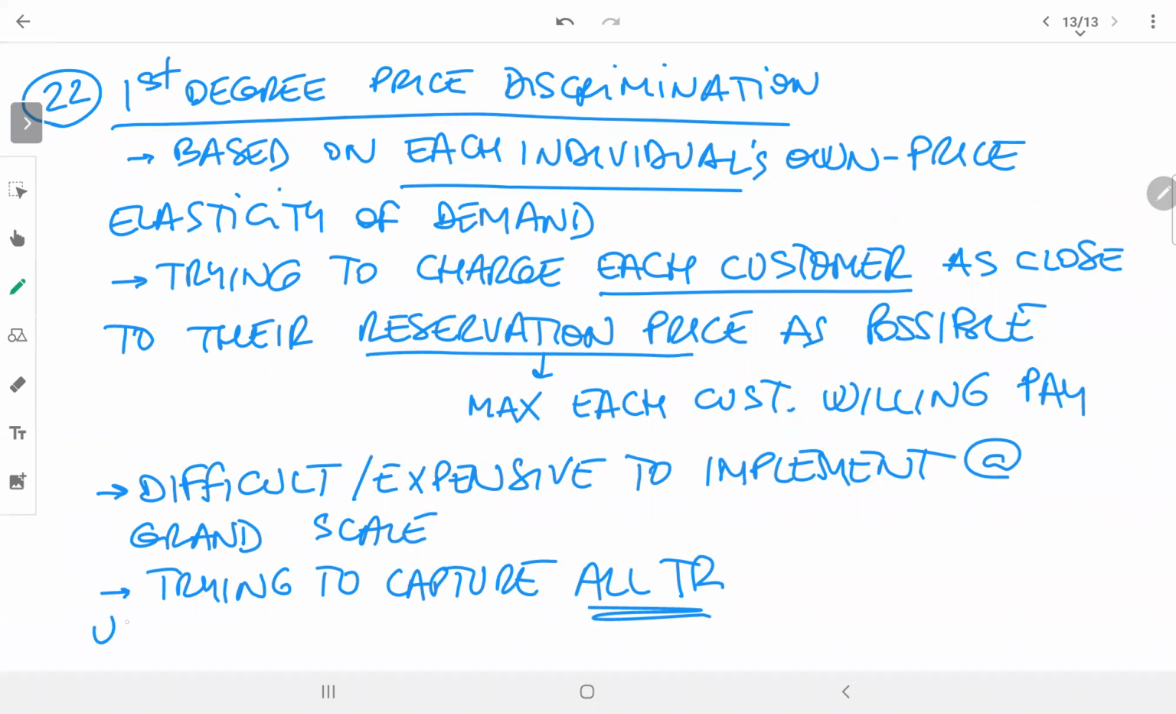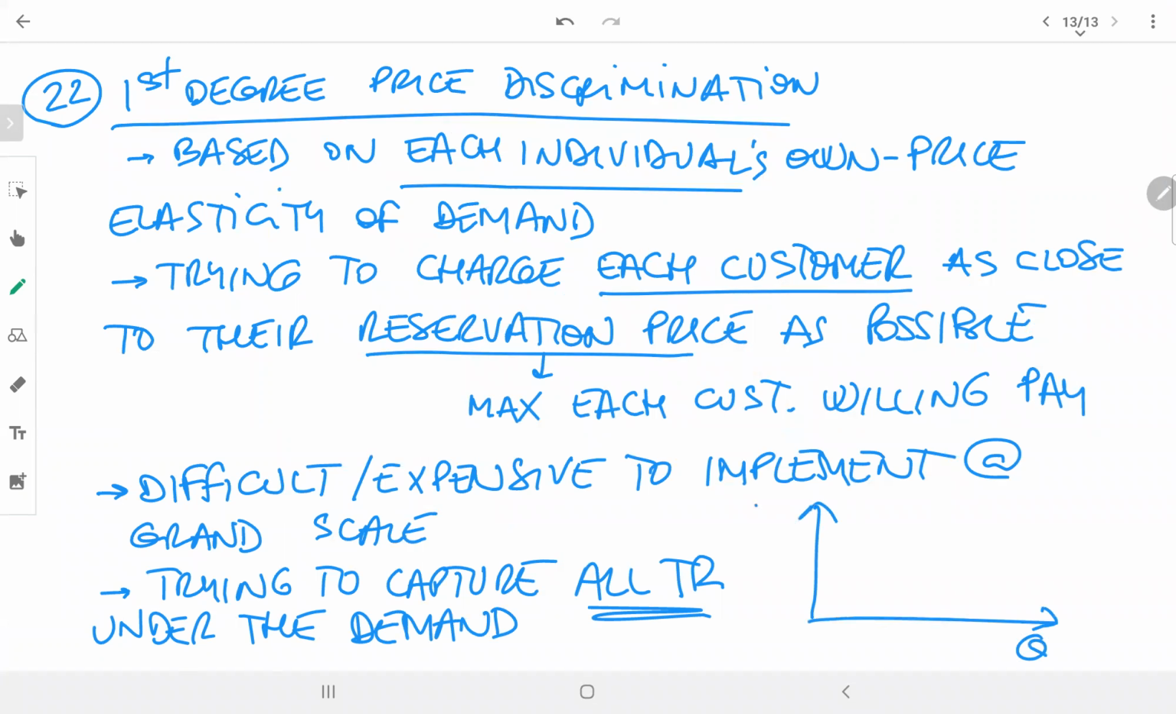All revenue under the demand. So I'm trying, this is quantity and price. This is my demand. I'm trying to capture all of this because I'm trying to charge whomever is willing to pay this high price, I'll sell it at that price. Whomever is willing to pay at that one, I'll sell it to him, and so on. So copy that, and I'm going to give you a very, very clear example.